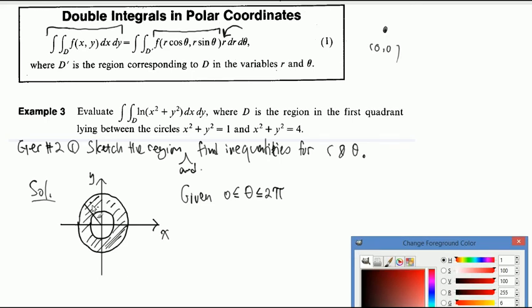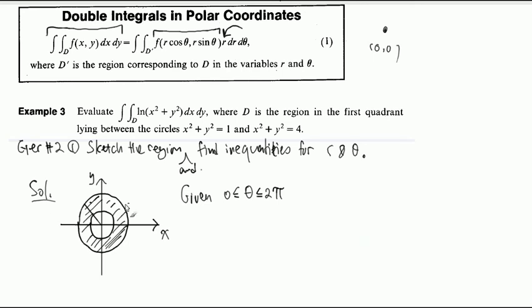Yeah. When theta varies from 0 to pi over 2, so it's only the first quadrant? Oh, my first quadrant. Yeah, I missed that. Thank you.